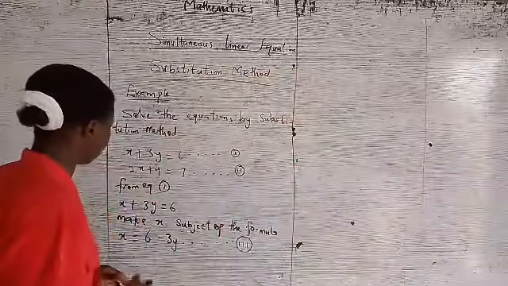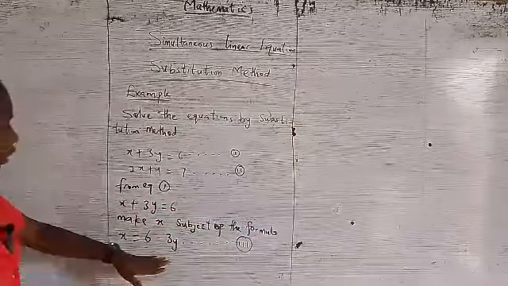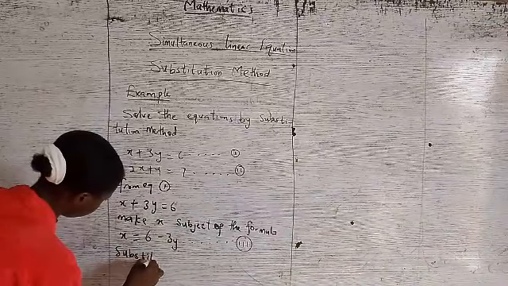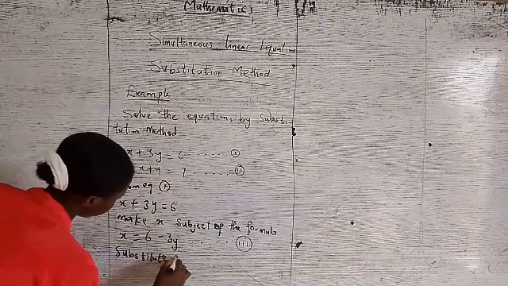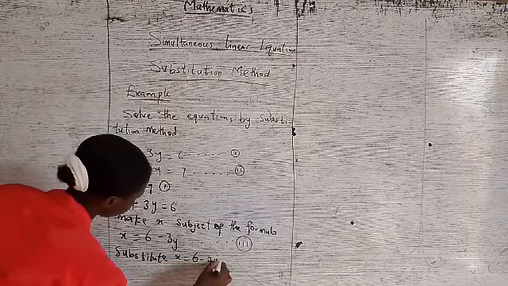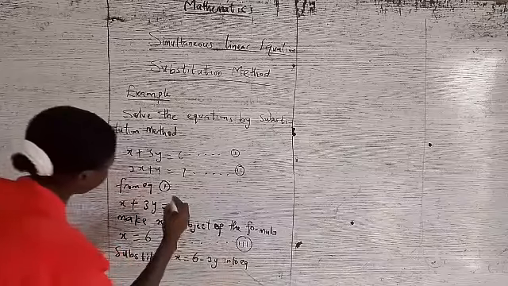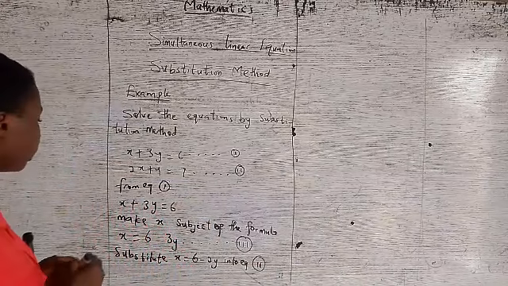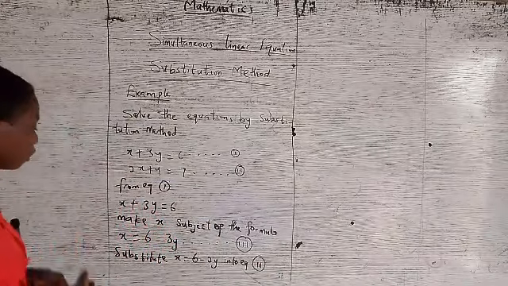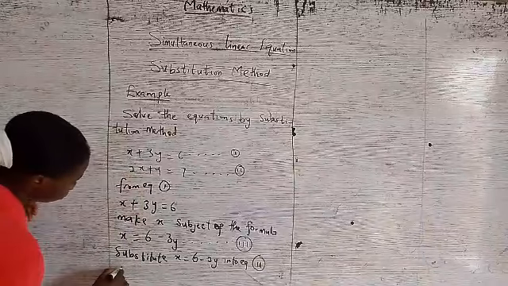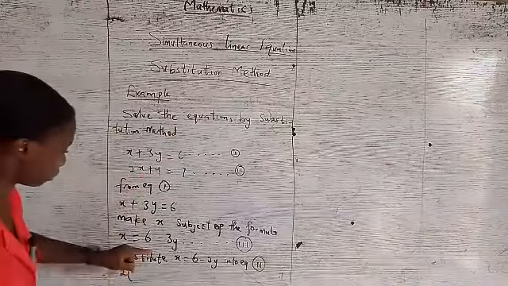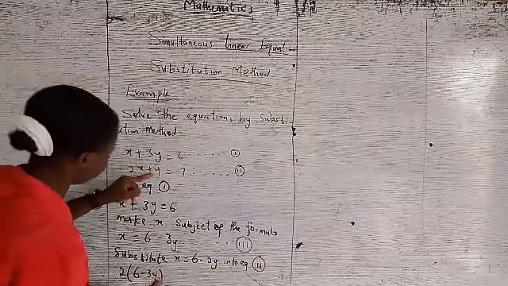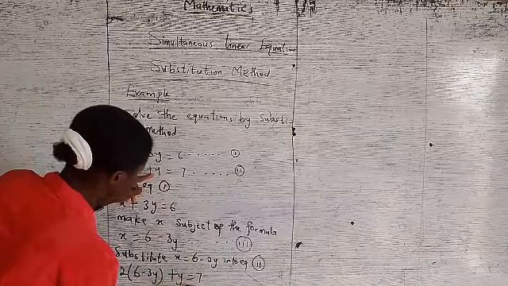Alright, let's move on. So we're going to substitute the value of x here into our second equation. So substitute x equals 6 minus 3y into equation 2. Now, anytime you see x, you're going to write 6 minus 3y. So I have here 2, and instead of writing my x, I'll write what I wrote here: 6 minus 3y, close bracket, then plus y equals 7.